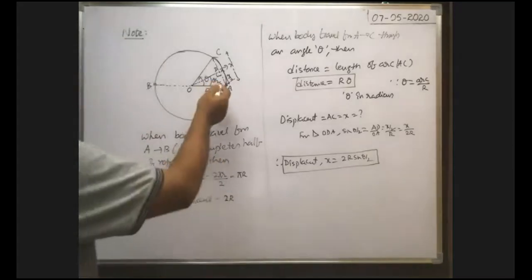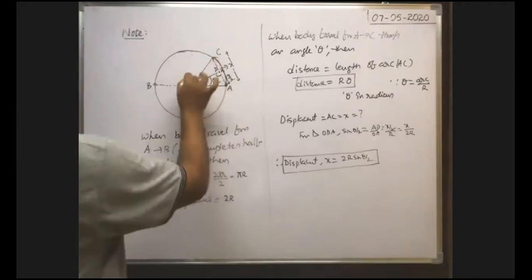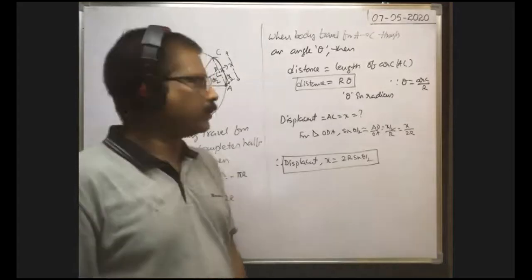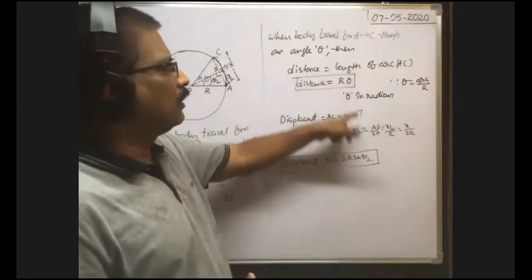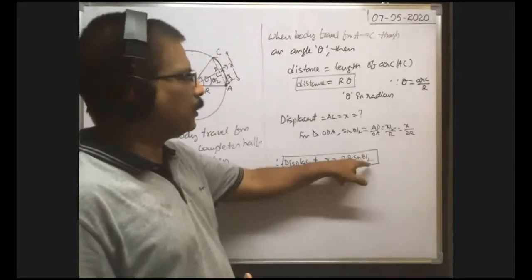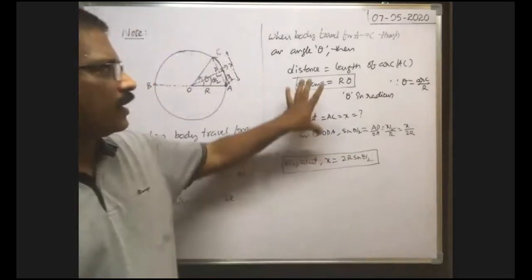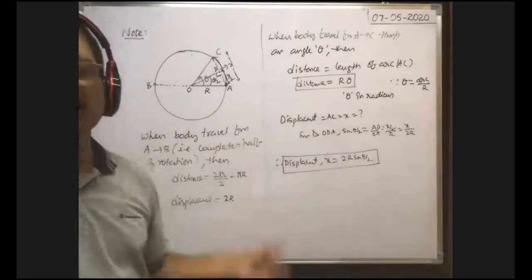Suppose the body completes 1/4 of rotation, means exactly the body comes to this position. So the angular displacement is pi by 2. Now what is the distance travelled? You substitute theta is equal to pi by 2. Here what is the displacement? Theta is equal to pi by 2, so pi by 2 by 2, and you will get the displacement of your body. So these are the most general expressions for distance travelled and displacement whenever the body travels along the circular path.